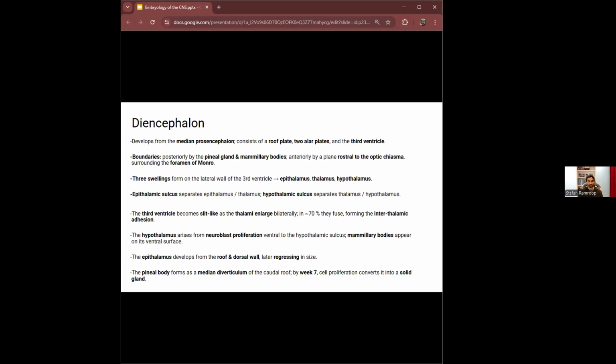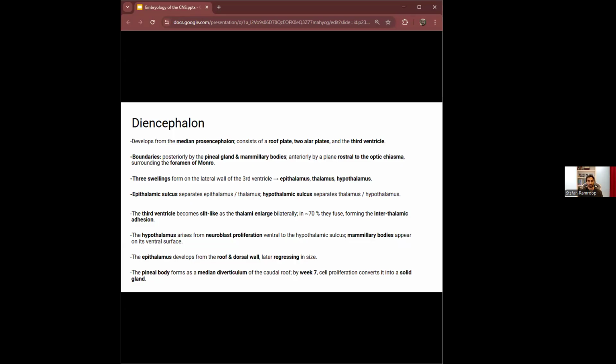Moving on to the diencephalon, this develops from the median portion of the prosencephalon, and it's organized into a roof plate, two alar plates, and is enclosed by the third ventricle. Its boundaries are set posteriorly by the pineal gland and mammillary bodies, and anteriorly by a plane just rostral to the optic chiasma surrounding the foramen of Monro. Along the lateral walls of the third ventricle, three swellings will appear: the epithalamus, thalamus, and hypothalamus.